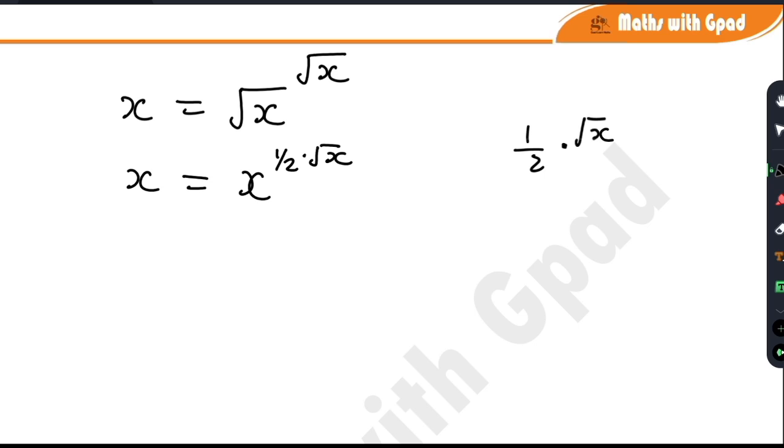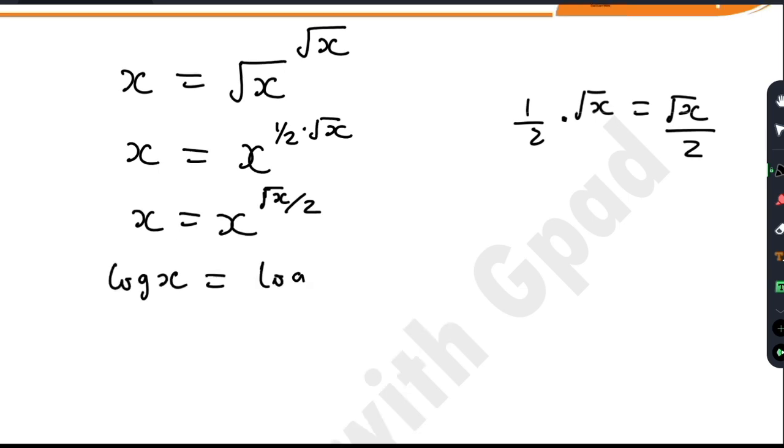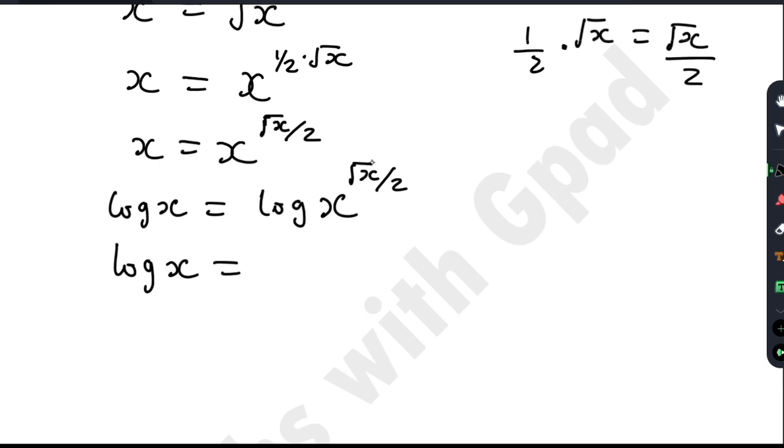So x is now equal to x raised to the power of what? Root x over 2. For me to dismantle this exponent, I'm going to take log of both sides. So if you take log of both sides, it's going to be log x is equal to log x raised to the power of root x over 2. So this is where the dismantle is going to happen. Now this exponent becomes the coefficient of this log x. So it's going to be root x over 2 log x. Hope this is making sense already.